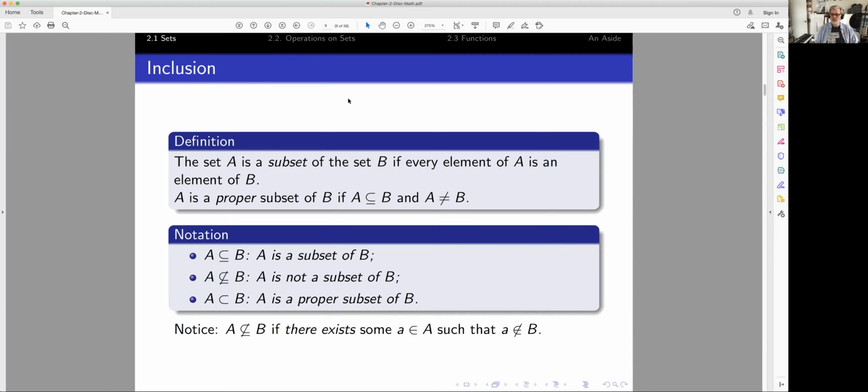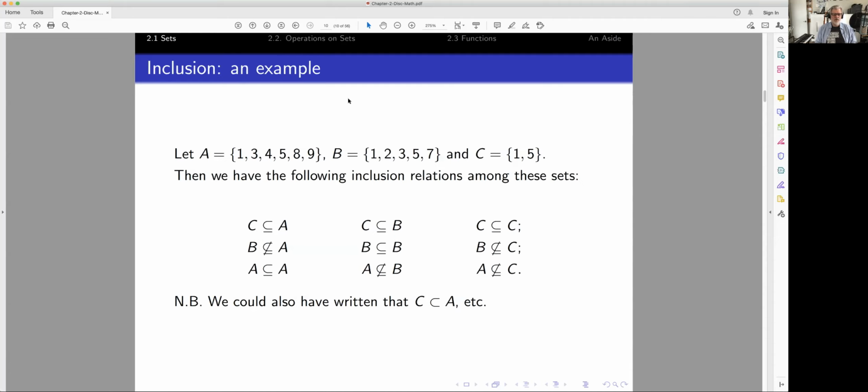Okay. Hopefully this makes sense to you. Again, there's nothing really deep in what I'm doing up to now, but it can get a little tricky with some kinds of exercises, which will test your intuition. Hopefully the next example will not test your intuition too much. It's very basic. So I have three sets. Set A consists of elements 1, 3, 4, 5, 8, 9. B consists of elements 1, 2, 3, 5, 7. And C consists of the elements 1 and 5. And to illustrate the notion of inclusion, I've listed all the possible inclusions in there that you have.